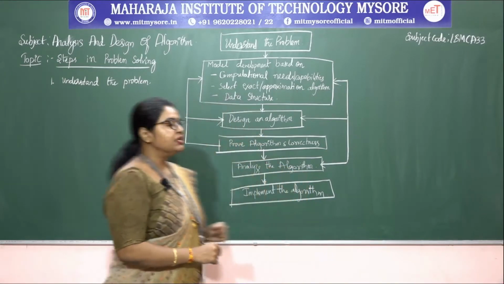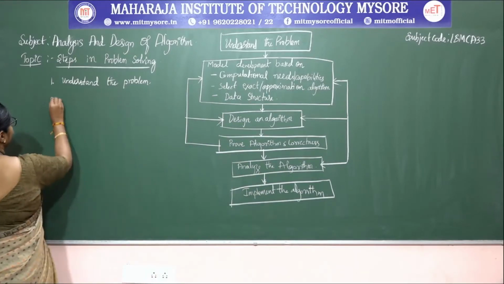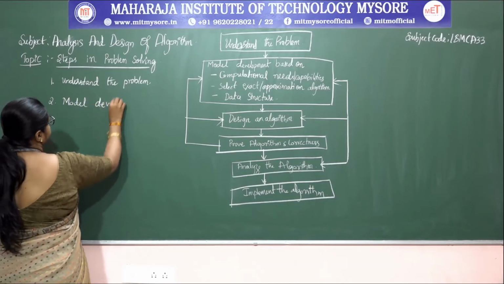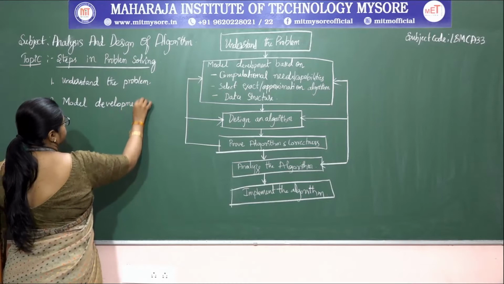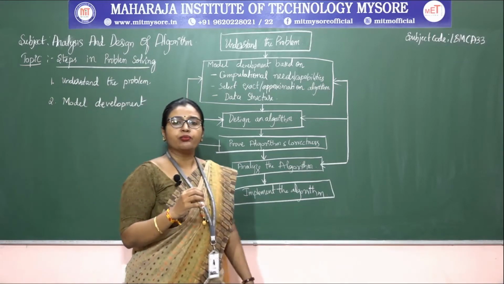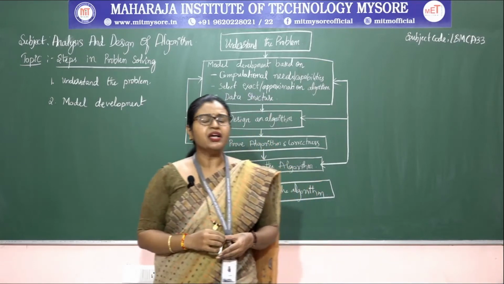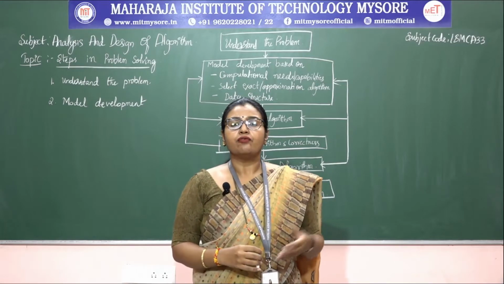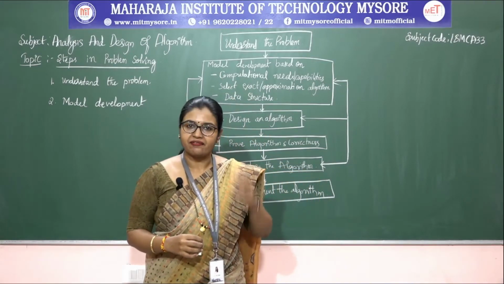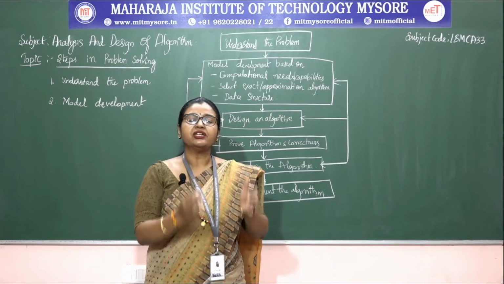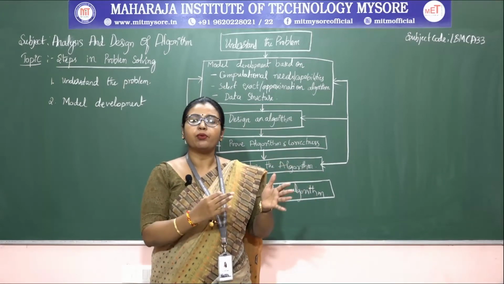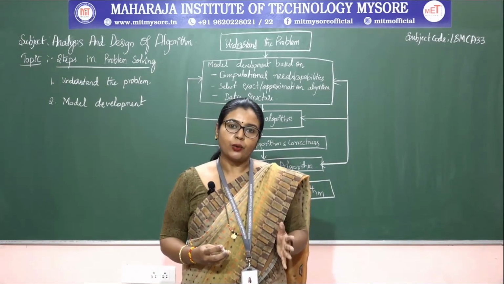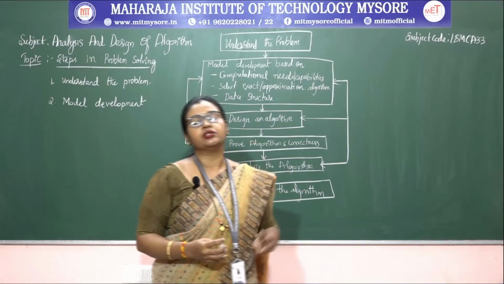The second step is model development. The next step is we need to develop a model, that is, using some mathematical equations or any procedure for solving the problem, we need to identify which mathematical equation is suitable for solving that kind of problem. So we need to build a mathematical model, and we also need to look into three things.